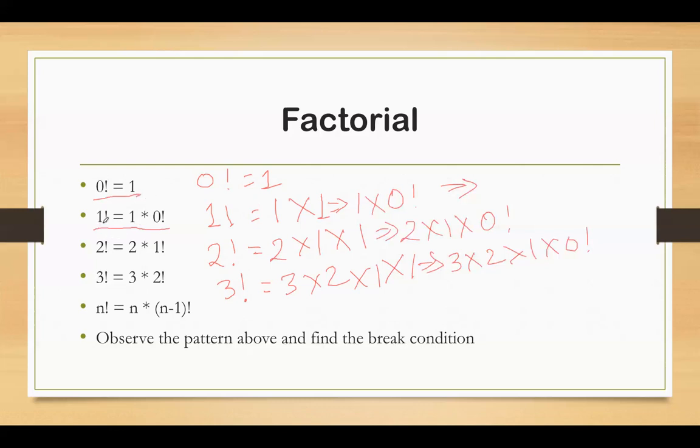And 1 factorial will be 1 into 0 factorial. 2 factorial will be 2 into 1 factorial, and so on. If we come to the number n, then n factorial will be n into (n minus 1) factorial. If we observe this pattern, we see that whatever number's factorial we have to calculate comes first, followed by multiplication with its (n minus 1) factorial in each of the examples that we have seen here.